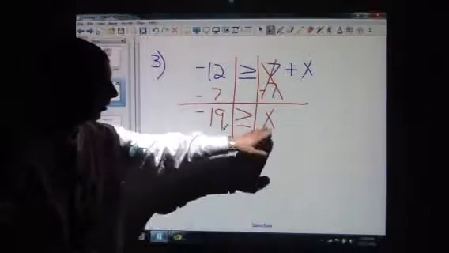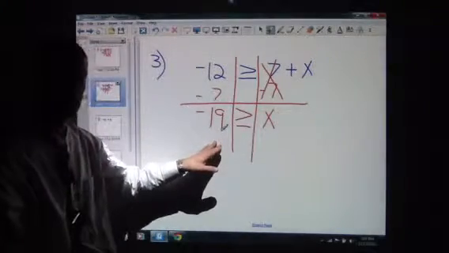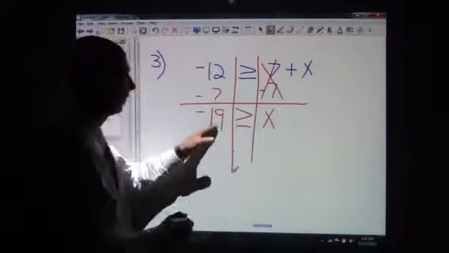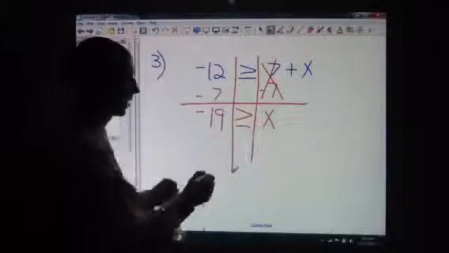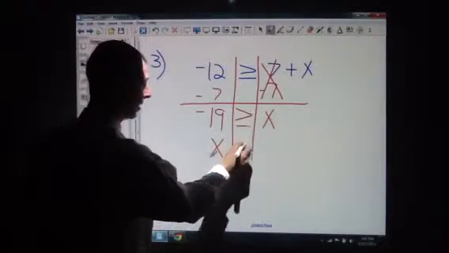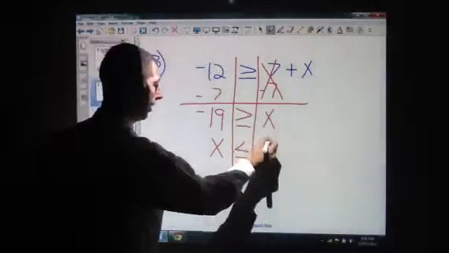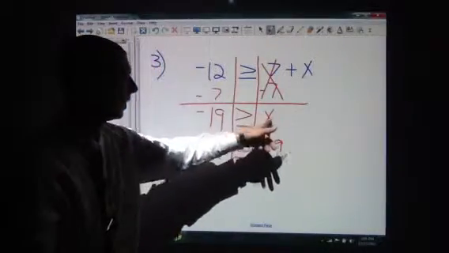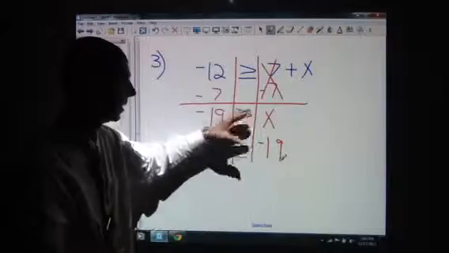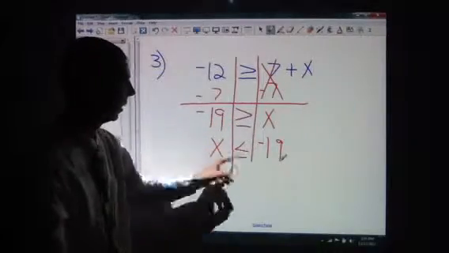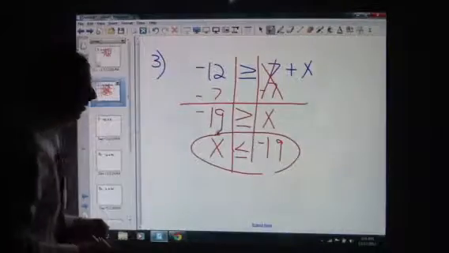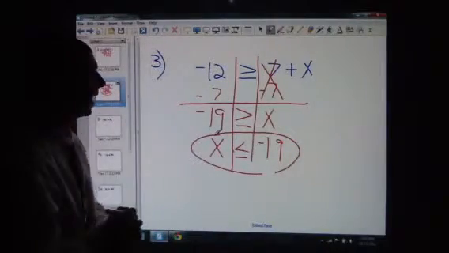Now, we don't want our variable over here. We want to move it over to this side. Okay, so we have to switch our sign around. Okay, so if negative 19 is greater than or equal to x, well then x is less than or equal to negative 19. It's kind of like reading it backwards. You know, if we read it this way, we'd be hitting the sign closed up less than, so that's one way that might help to see how you flip that.